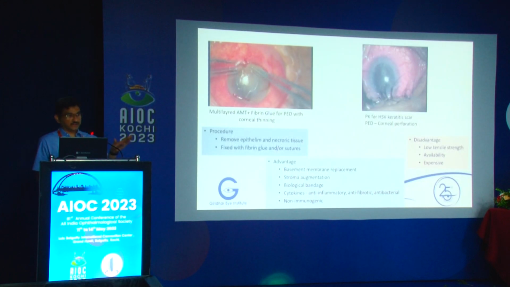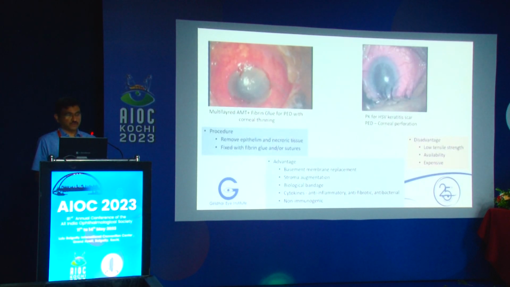Multi-layered, in the thinner area you can actually put stacks of amniotic membrane and then cover the whole thing with amniotic membrane. It can be used for small perforations also. The advantage, as we all know, is that it can act as a basement membrane replacement, so epithelialization happens. Multi-layered, it helps in stromal augmentation slightly, can act as a biological bandage, and has properties like anti-inflammatory and antibacterial.